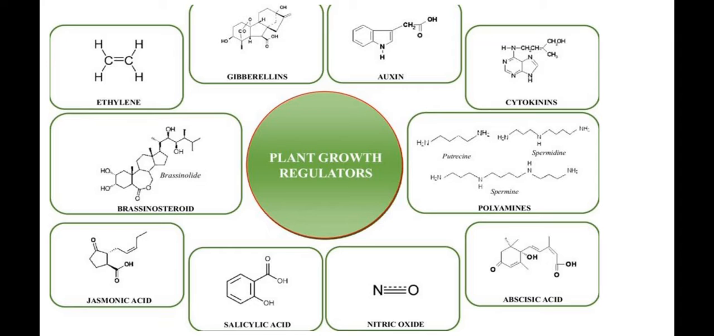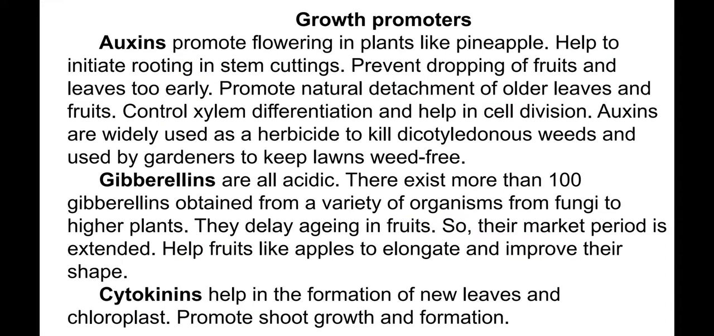So this is an example: the chemical composition, the chemical formula of these substances. Some of them are not very expensive and can be easily produced, like salicylic acid, and others are more expensive. Okay, growth promoters, as I said, are of three types: auxins, gibberellins, and cytokinins. Okay, so you can read what they are doing.